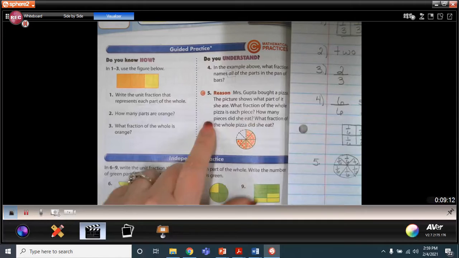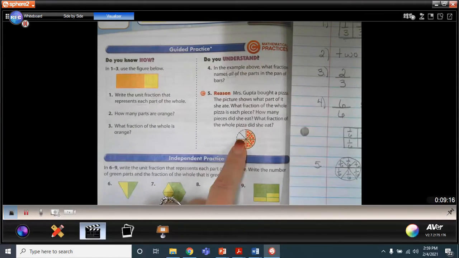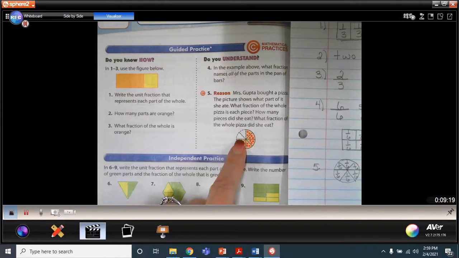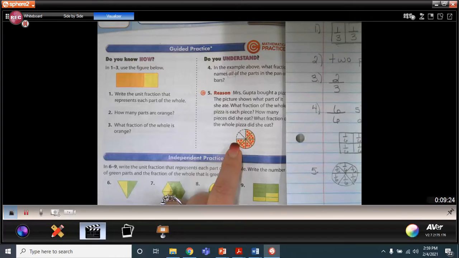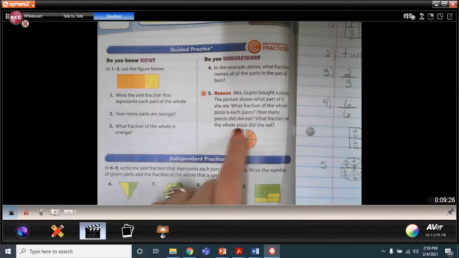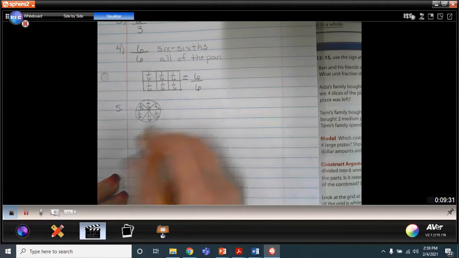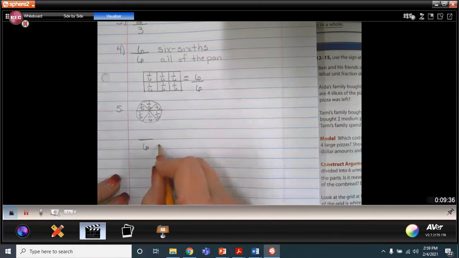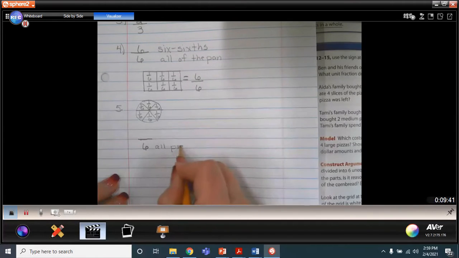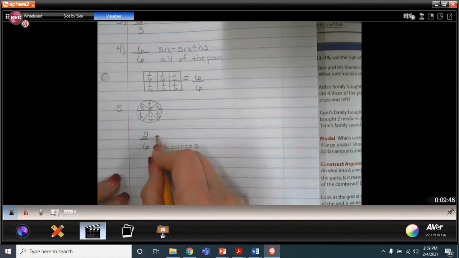Now it says, how many pieces did she eat? So if we look here, how many pieces were eaten of this pepperoni pizza? We kind of figure it's pepperoni because of the little red dots, right? What fraction of the whole pizza did she eat? Well, if we count the total pieces, which is 6 total pieces, this is my total pieces, right? All the pieces. And we count the number of pieces that were eaten.